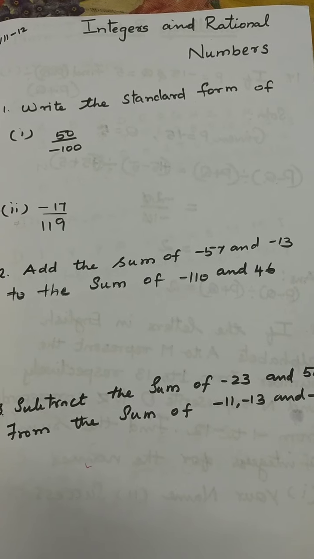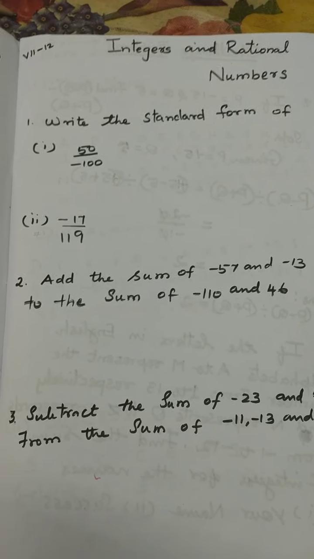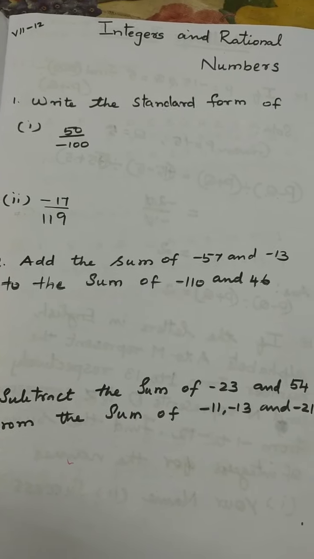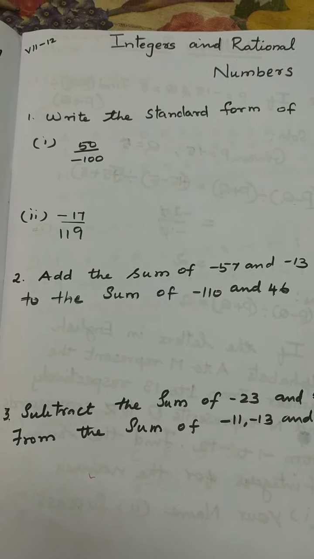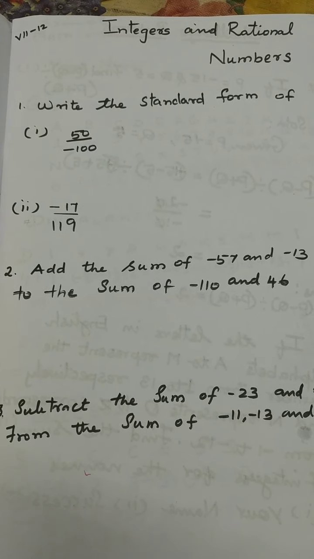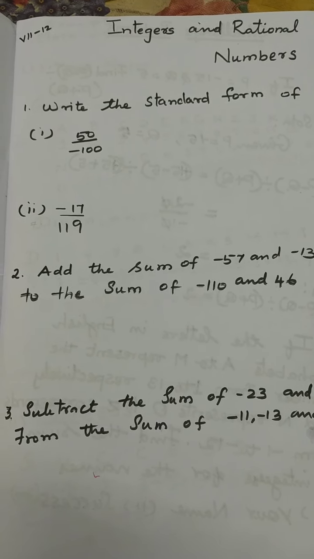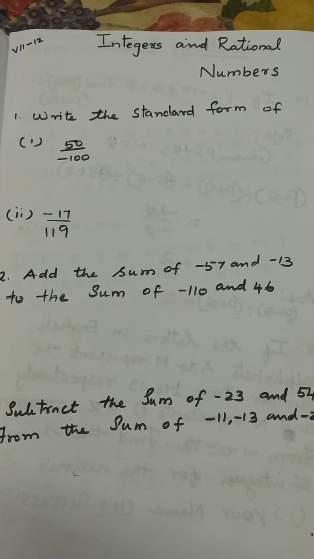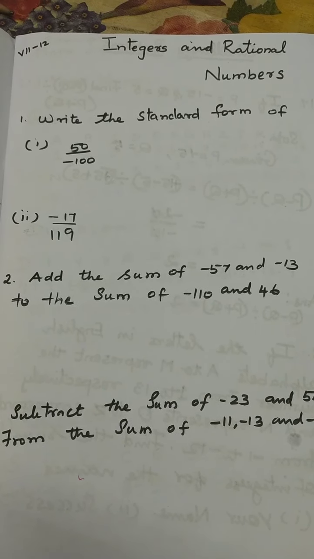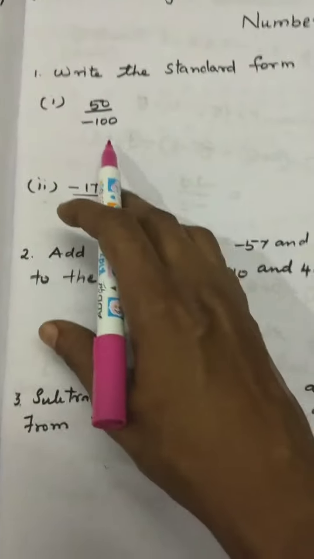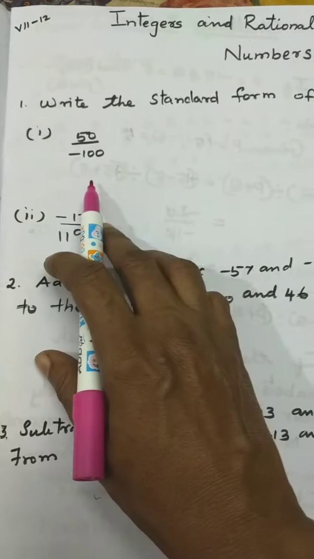Then distributive property, additive identity, additive inverse, multiplicative identity, multiplicative inverse. Okay. Using these properties we have solved many more problems, isn't it? Now we shall recall. Write the standard form of the rational number.